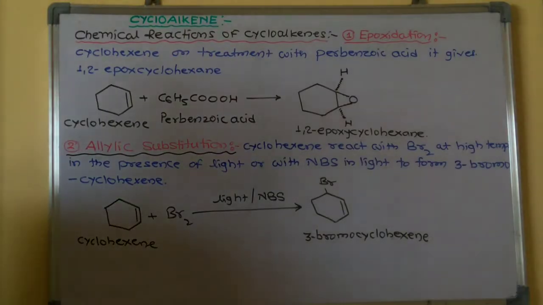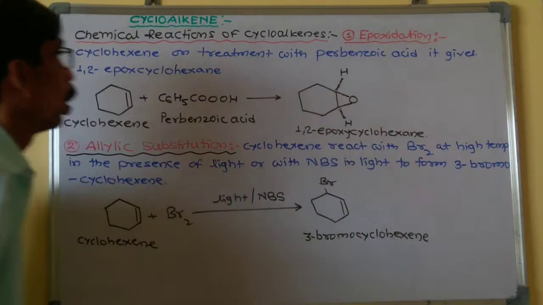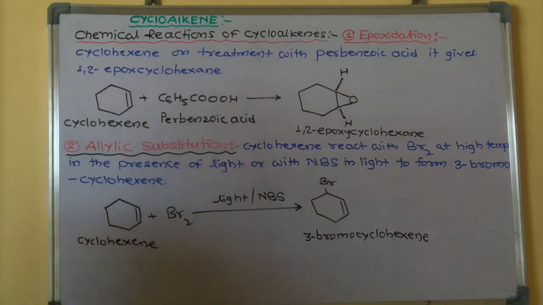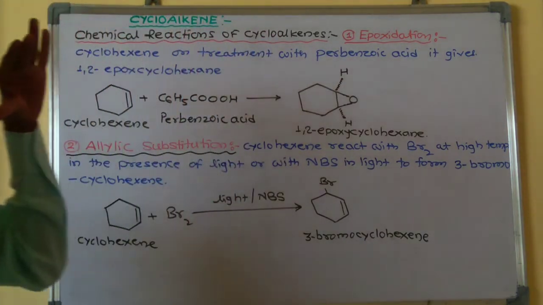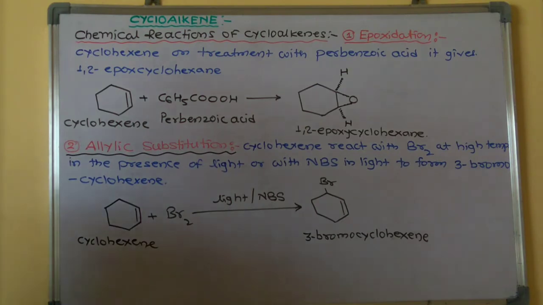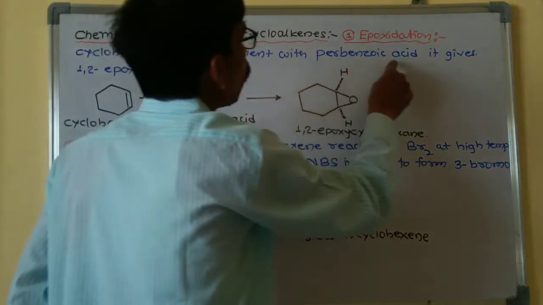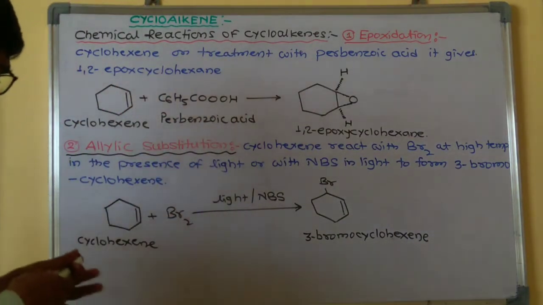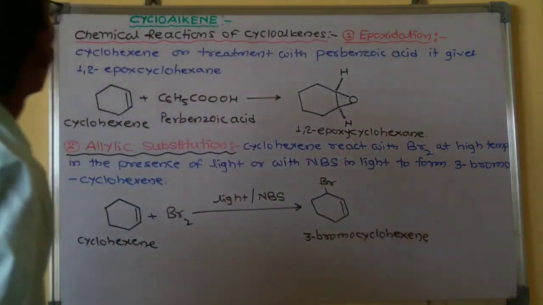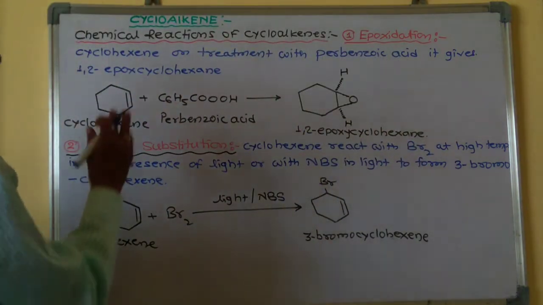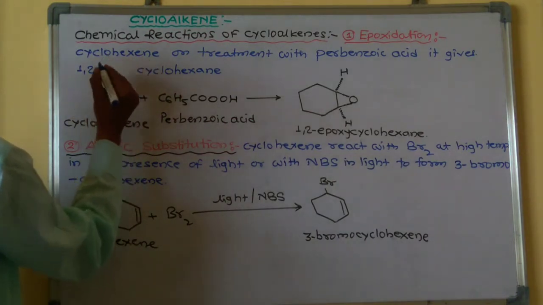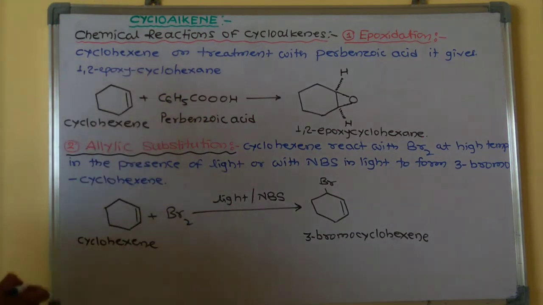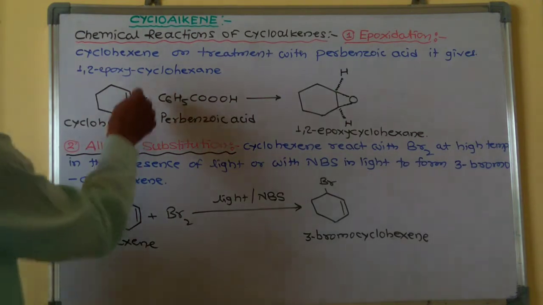The next part of this topic is chemical reactions of cycloalkenes. The first chemical reaction is epoxidation. Epoxidation means addition of an oxygen atom across the carbon-carbon double bond. When cyclohexene is treated with perbenzoic acid, it gives 1,2-epoxycyclohexane. Now this is the cyclohexene.